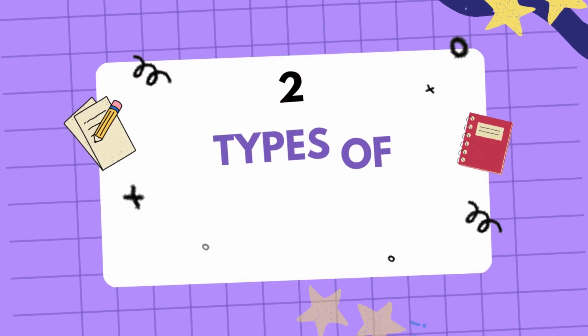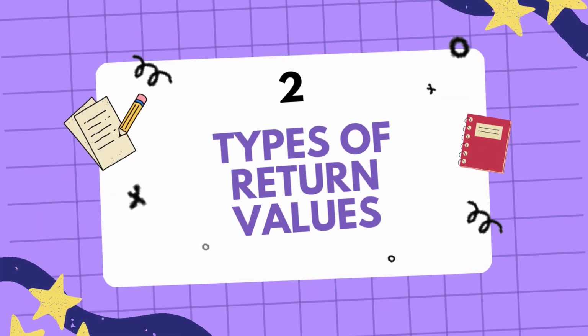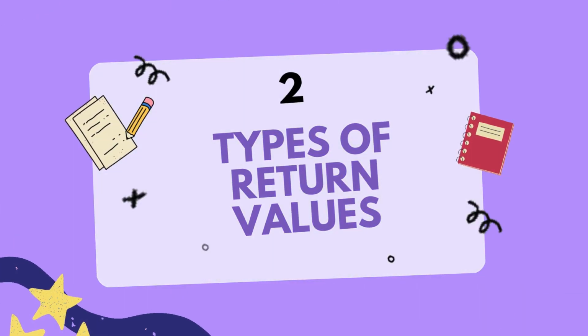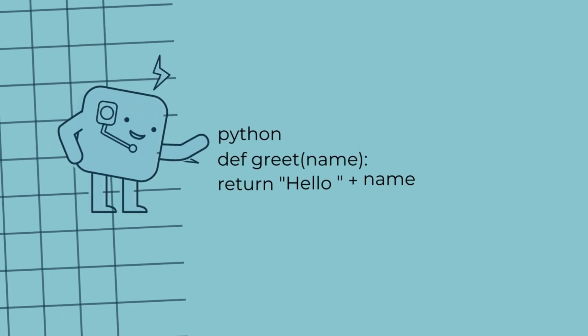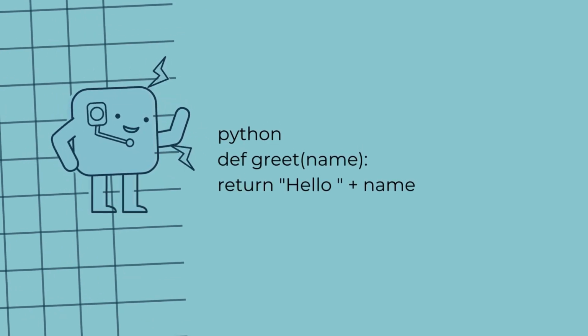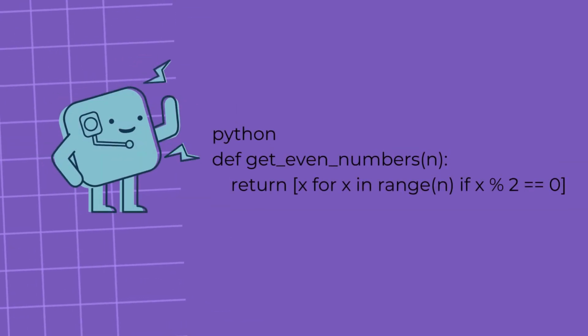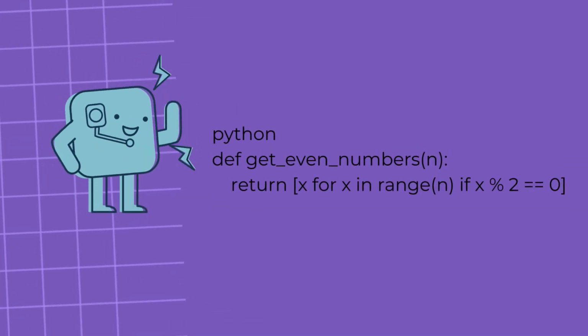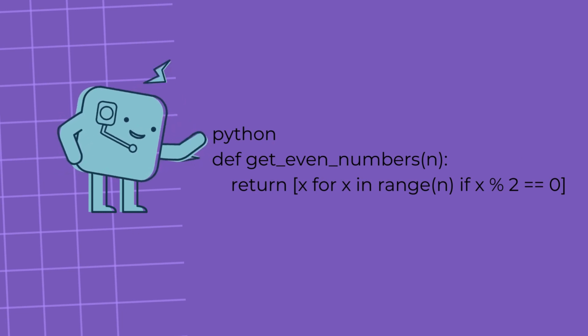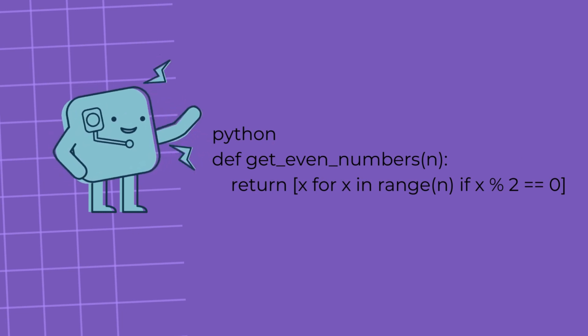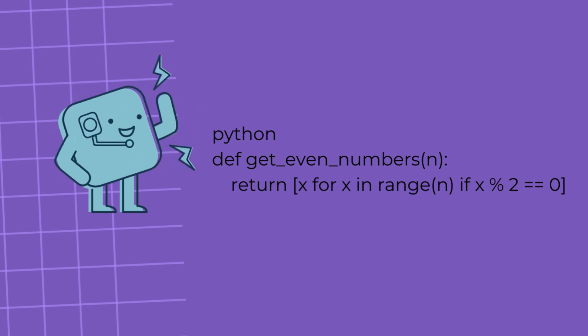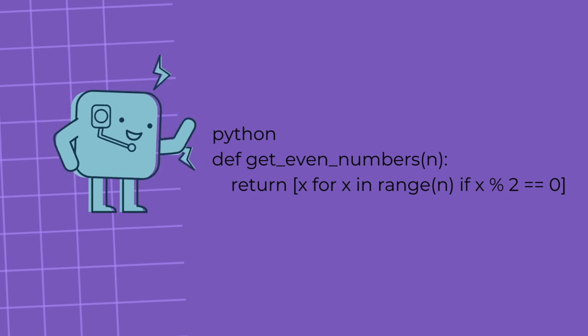A function can return any type of value, including numbers, strings, lists, or even other functions. Returning a string. Python: def greet(name): return "Hello" + name. Returning a list. Python: def get_even_numbers(n): return [x for x in range(n) if x % 2 == 0].